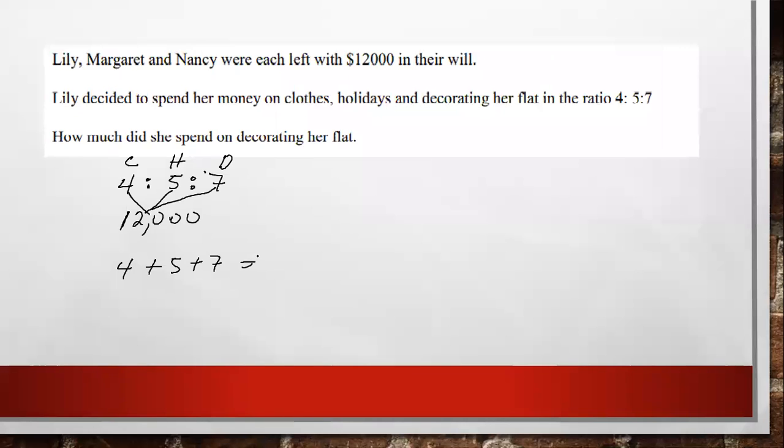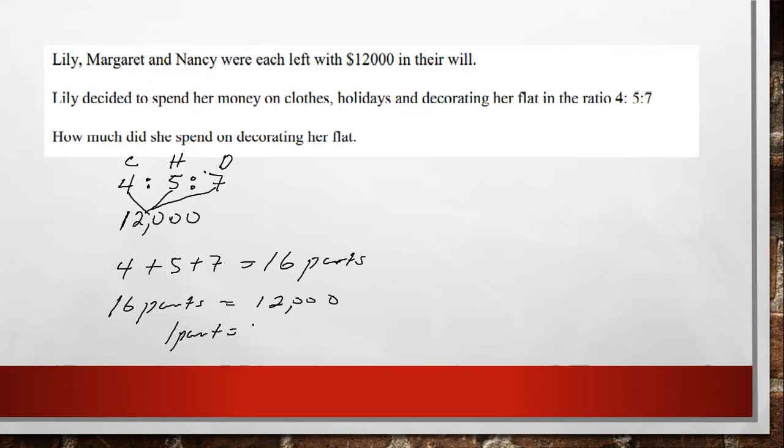Can somebody help me out? 4 + 12 is 16 parts. Follow me. So this ratio can be divided into 16 equal parts. We are going to say 16 parts will give me 12,000. Therefore, what is one part? How do I find one part? 16 parts give me 12,000, so if I want to find one part, what will I do?